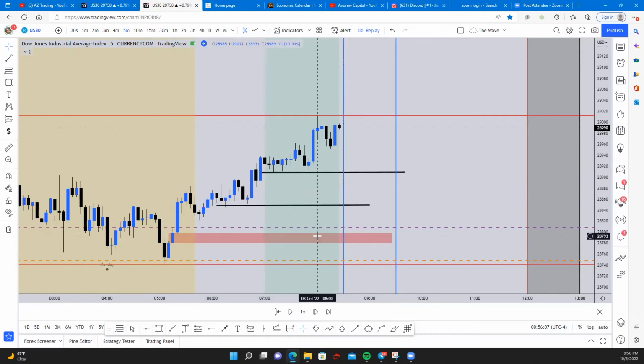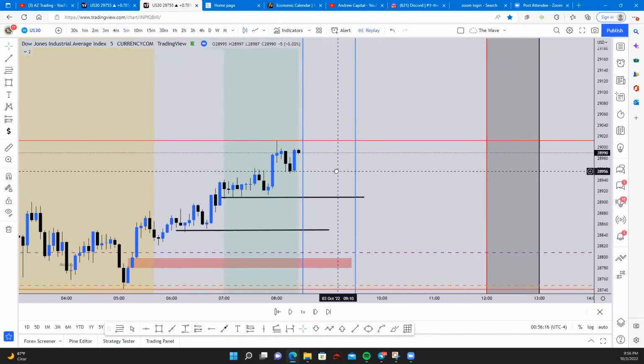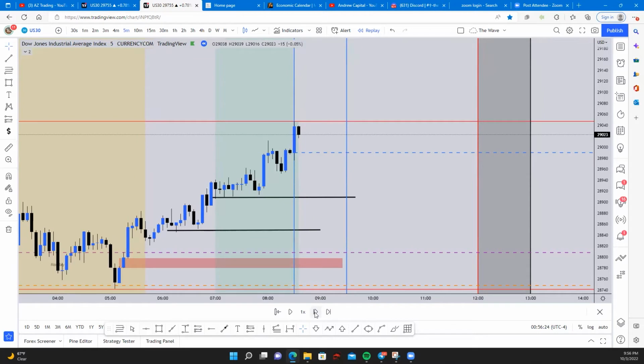So those are our areas of buy side or sell side liquidity that we could take out before market structure shift, gap, imbalance, and entry. So as we play price forward, see price trading higher.